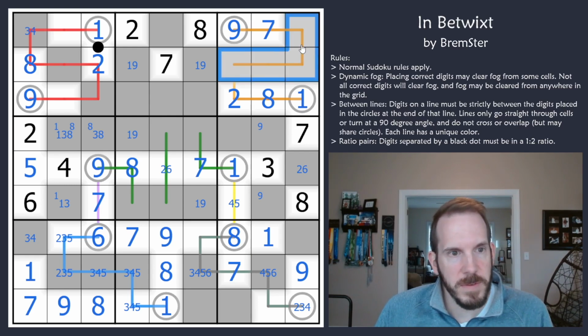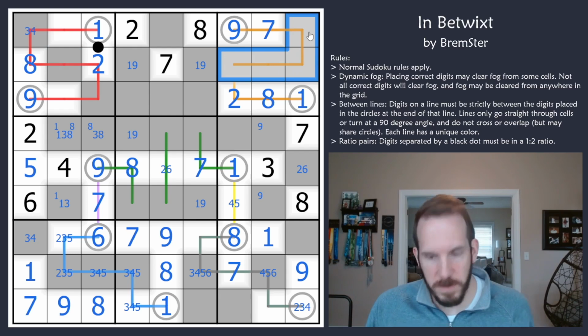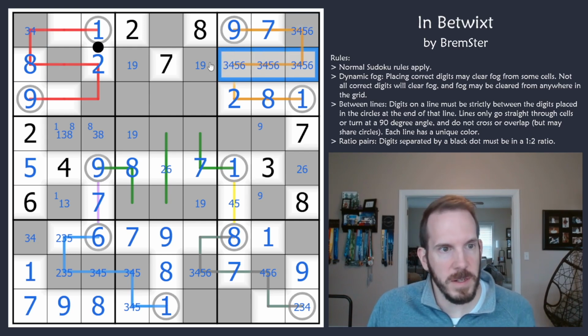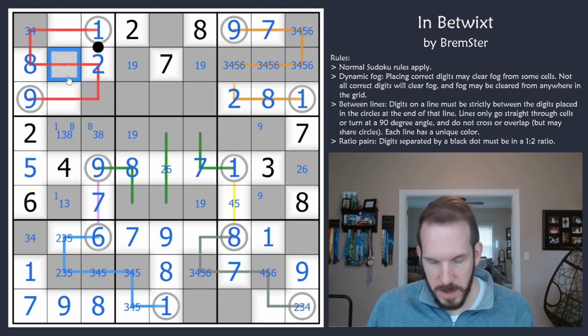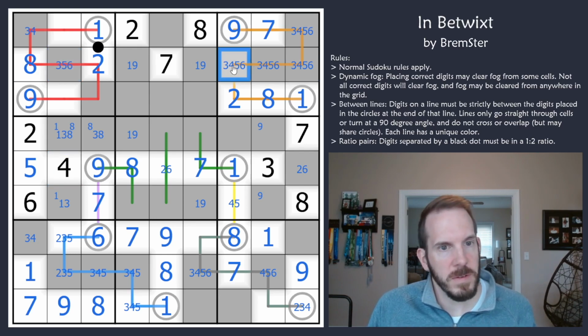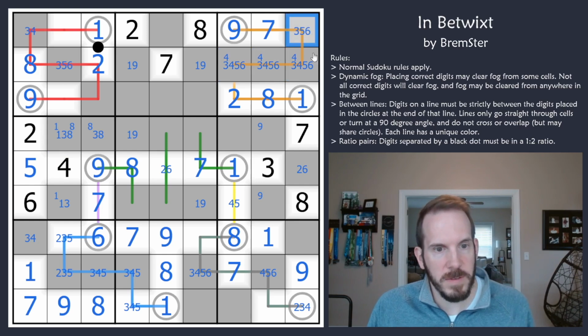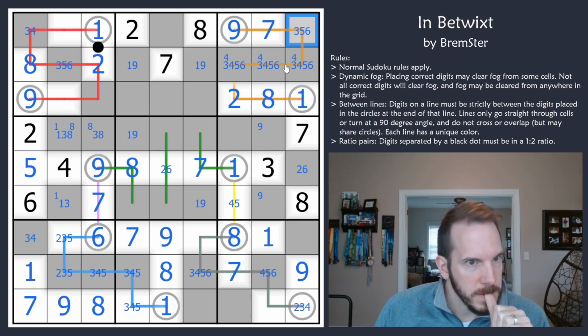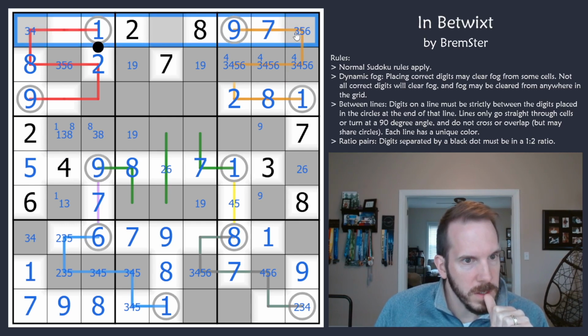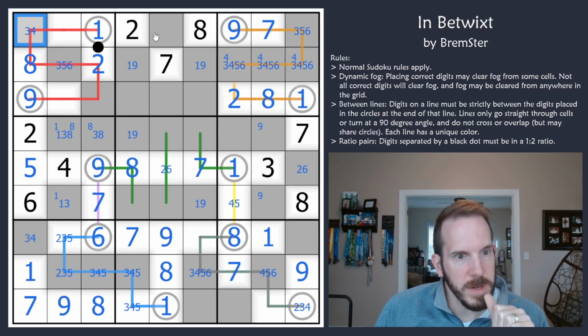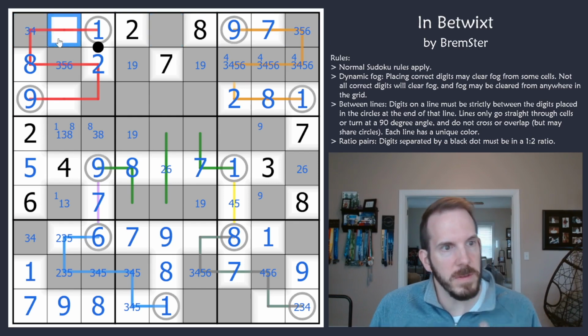This is 3, 4, 5, 6. Okay, so 3, 4, 5, 6, and then this row also needs 3, 4, 5, 6, but there's a 4. So 3, 5, 6. So the 4 in this row is here. 4 in row 1 could still go in 2 places. But it needs 3, 4, 5, 6 as well. So this is 3, 5, 6.